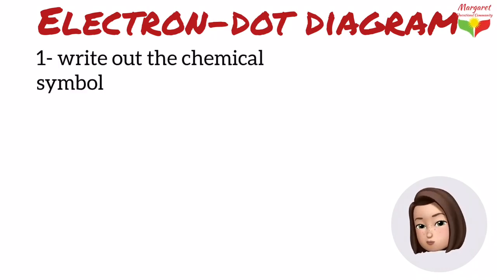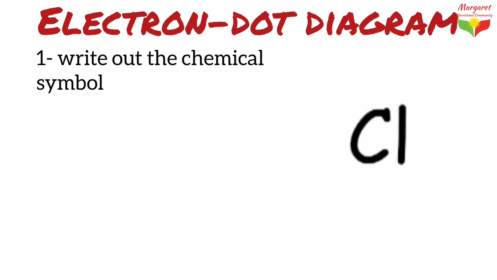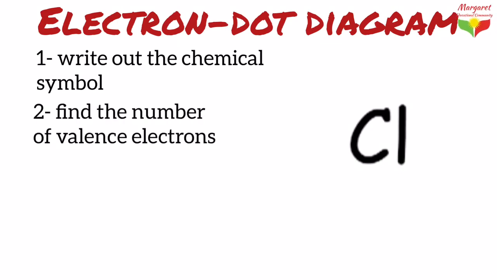First step, we're going to write the chemical symbol. For example, we're going to use chlorine. The chemical symbol for chlorine is Cl. Next step is to find the number of valence electrons. If you look at the periodic table, chlorine is in group 17, and the key number is 7 in terms of valence electrons. So we have 7 valence electrons. And now, how are we going to draw them? Well, we're going to use the following configuration.